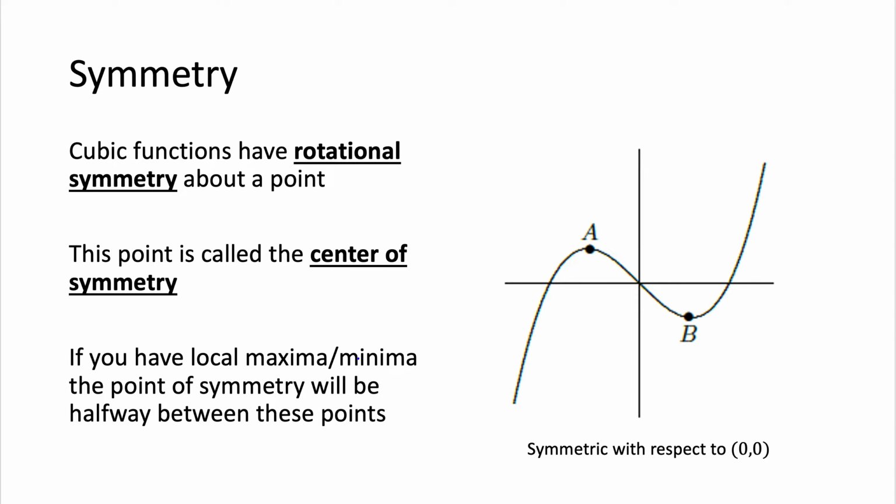If you have local maxima and minima on your graph, the point of symmetry will be halfway between these points. You can see here at A, we have a local maximum, and at B, we have a minimum. So that's why (0, 0) is going to be the point of symmetry, because it's halfway between those two points.